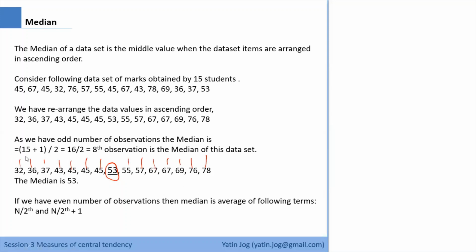Because we have an odd number of observations, 15, the formula is straightforward: (15 plus 1) by 2, that is (n plus 1) by 2. I can go for the 8th observation.